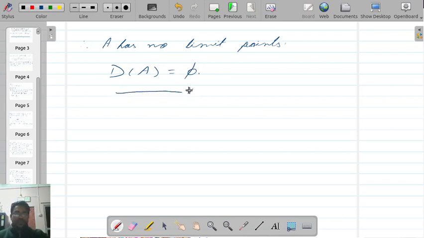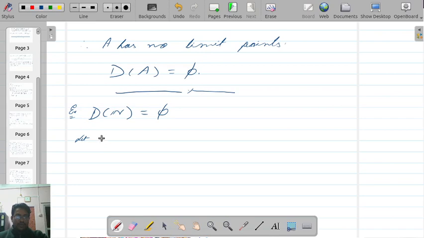Okay. So let us have a look at some other standard sets which do not have limit points. For exercise, the derived set of the set of natural numbers is phi. The set of natural numbers doesn't have any limit point. So how will you show that? It's quite simple. No real number can be a limit point of the set of natural numbers.